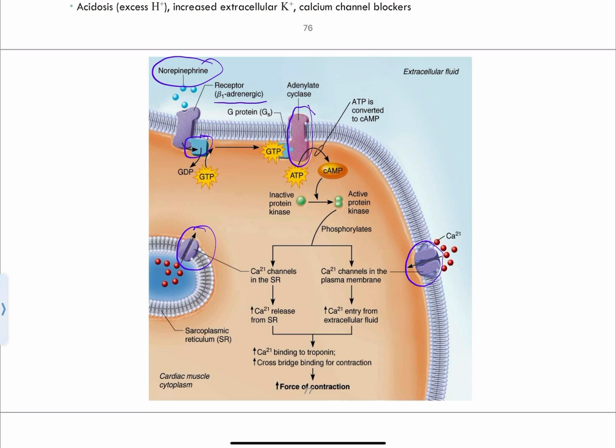So we have calcium coming in from the extracellular space along with calcium from our SR, which was our storage bank. Having all of this calcium influx is going to increase the amount of calcium that's bound to troponin, which is going to increase our cross-bridge formation, which is going to increase our force of contraction. And all of this began because of norepinephrine. So we would say that norepinephrine is a positive inotropic agent.